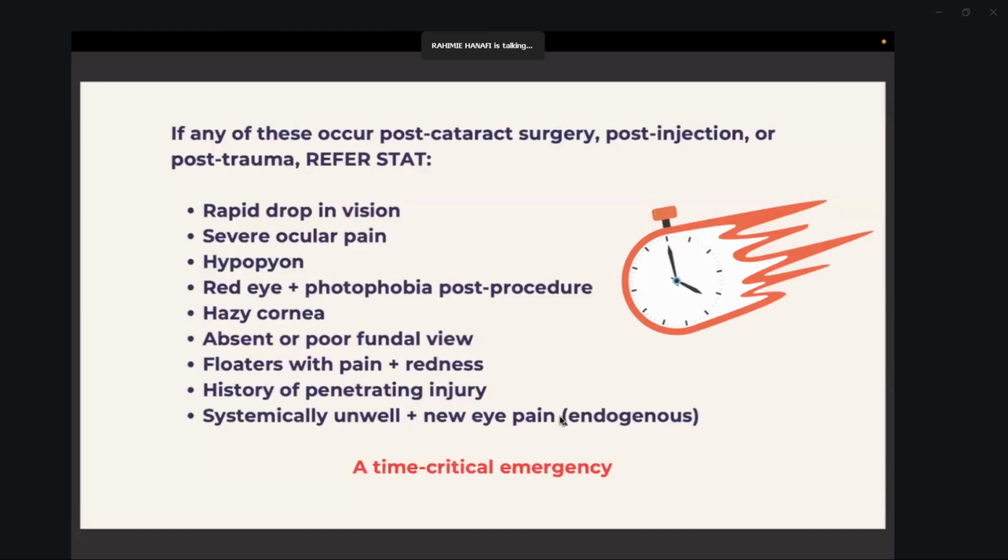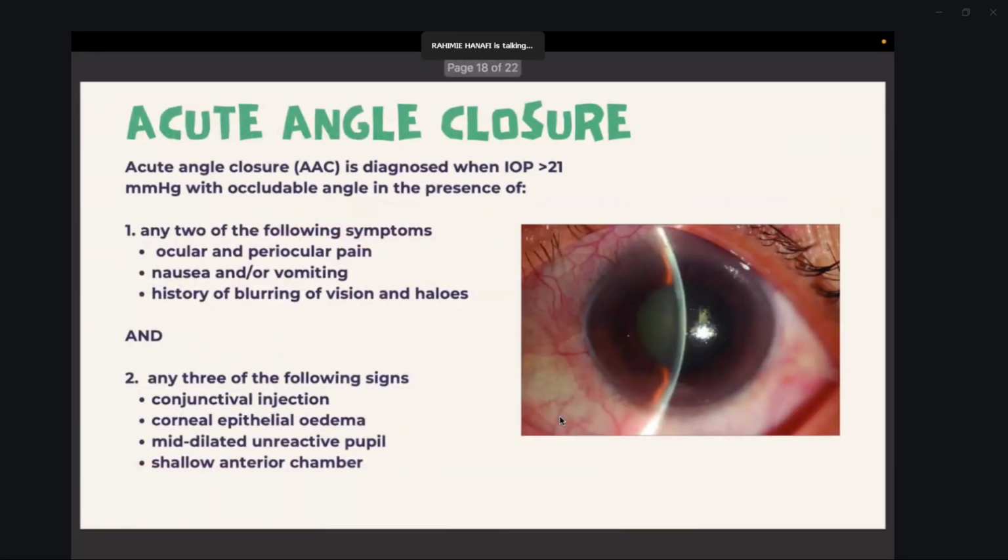And endophthalmitis is a time-critical emergency. We don't want to delay management, so it's important to refer fast. Okay, I think this might be my last disease here.